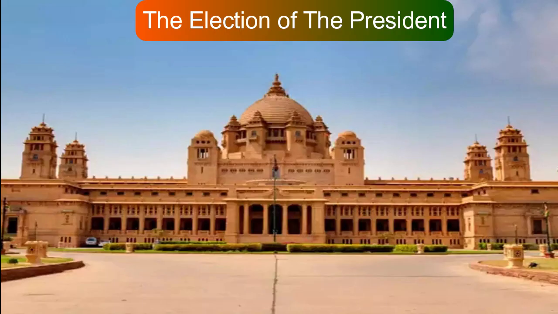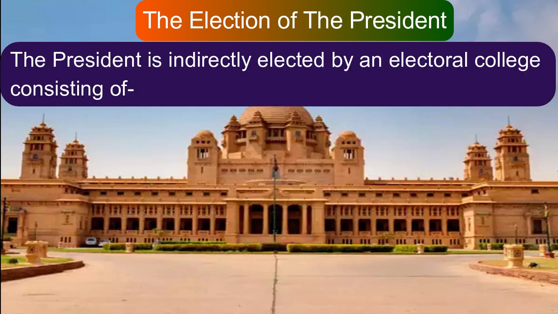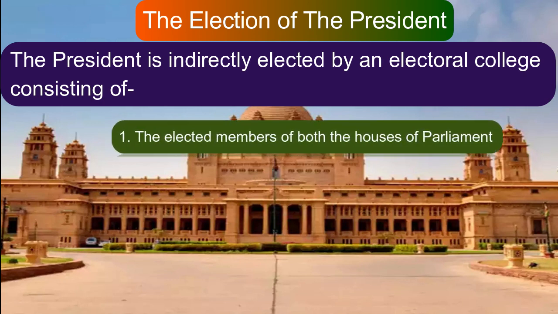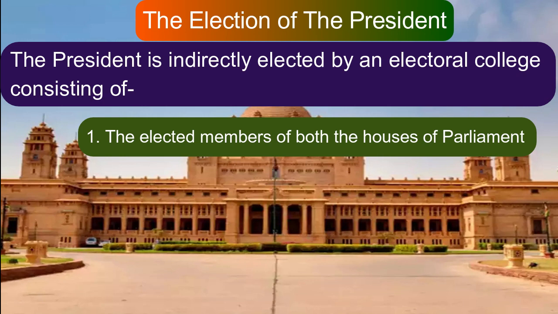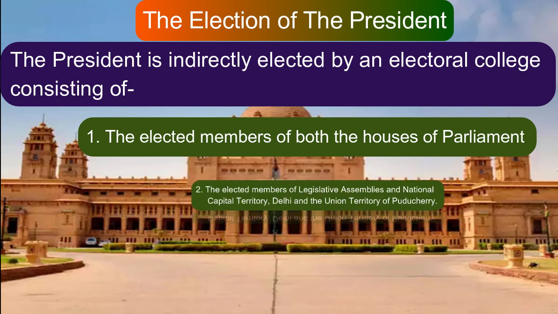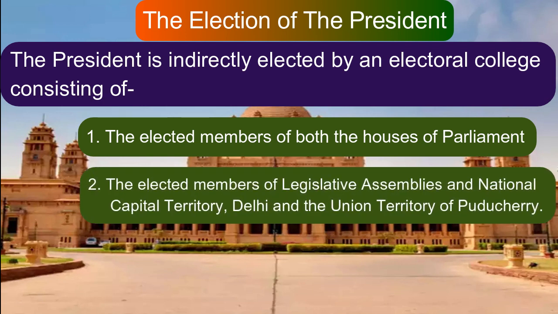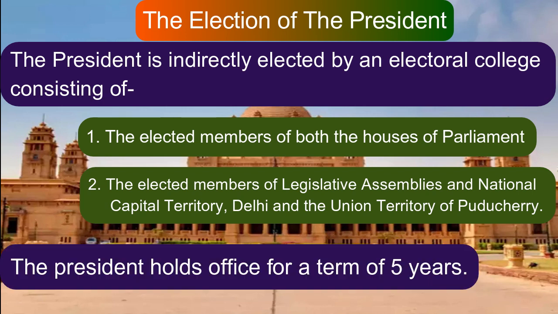Let's see the election of the president. The president is indirectly elected by an electoral college consisting of the elected members of both the houses of parliament, the elected members of legislative assemblies and national capital territory, Delhi, and the union territory of Puducherry. The president holds office for a term of 5 years.